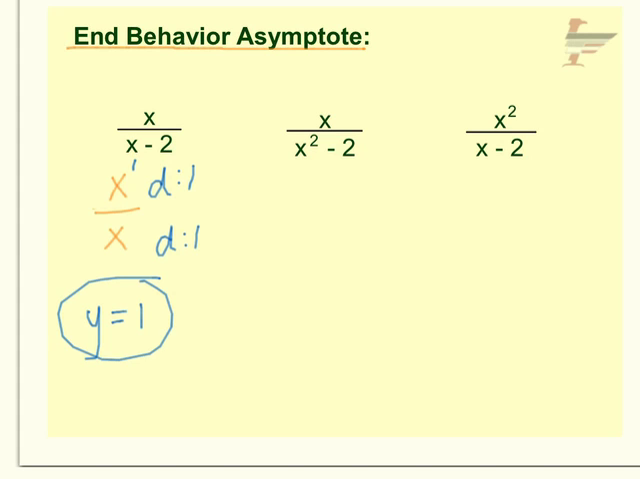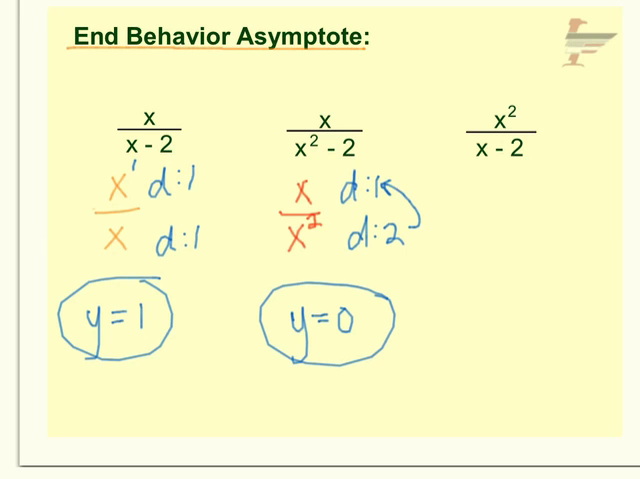Now on the next example, when you go ahead and set up your leading term over leading term, we have x over x squared, and this time the degree in the numerator is 1, the degree in the denominator is 2. So if this degree in the denominator is ever bigger than the degree in the top, this is a special case. It will always be y equals 0 every single time. So if the highest degree is down here in the denominator, then y equals 0.